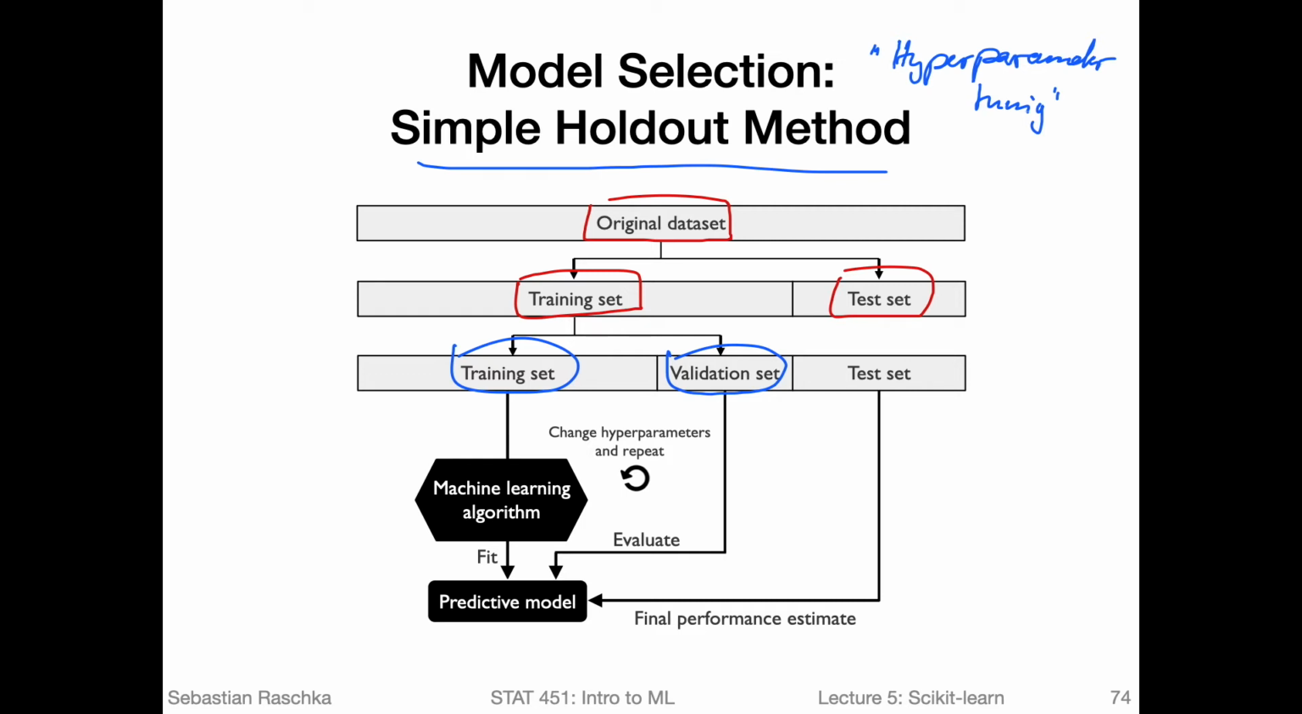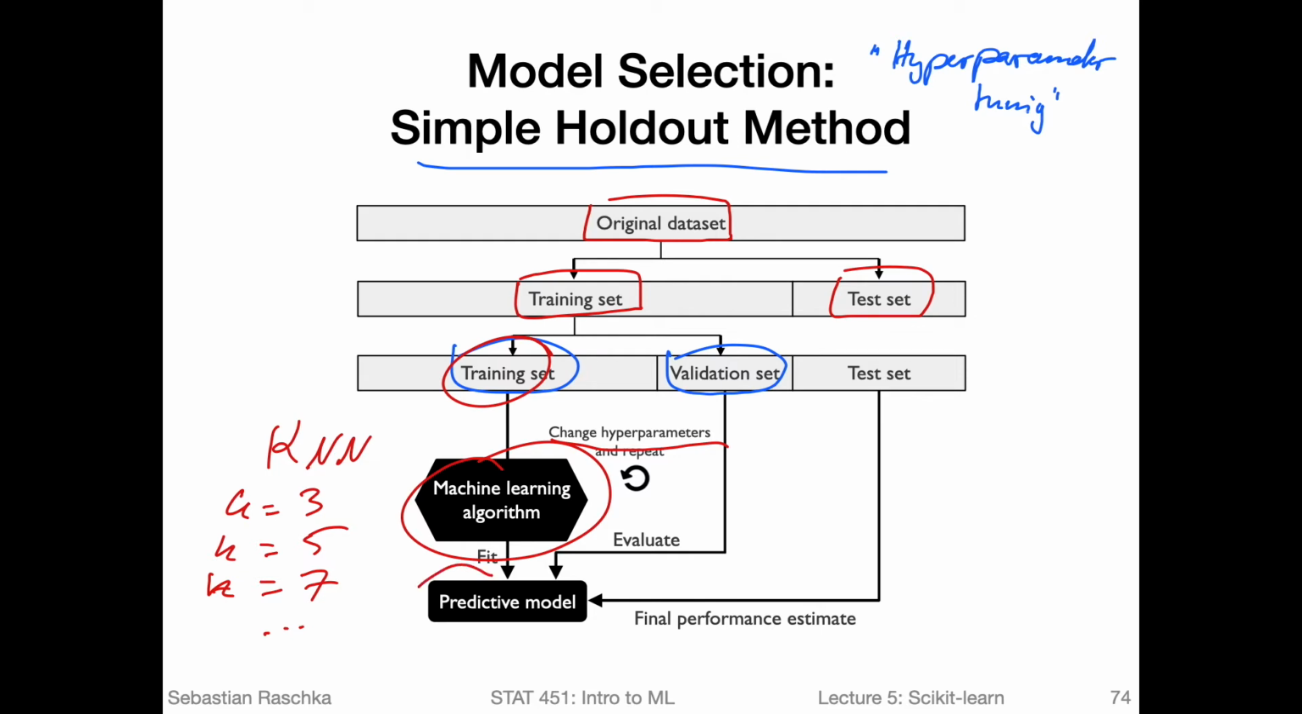So, for example, consider the machine learning algorithm as the k-nearest neighbor algorithm. And for each round, we choose hyperparameters. For example, it could be k equals 3, k equals 5, k equals 7, and so forth. And in each round, we fit the model on the training set. And this model that comes out of the fitting, we evaluate on the validation set. So we do that many times.